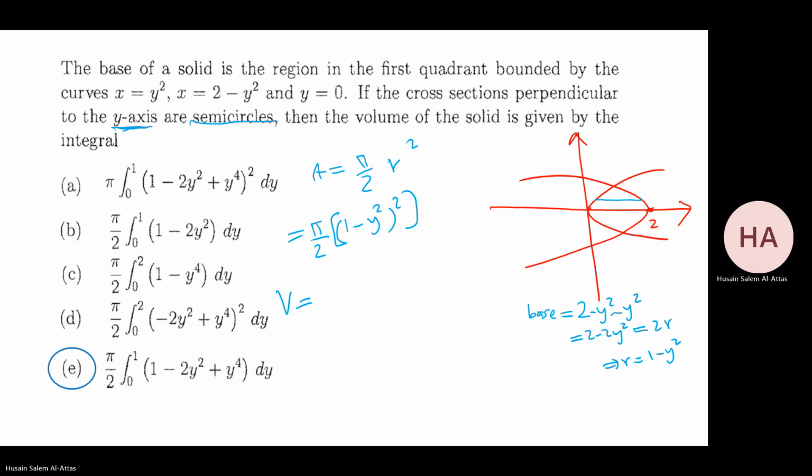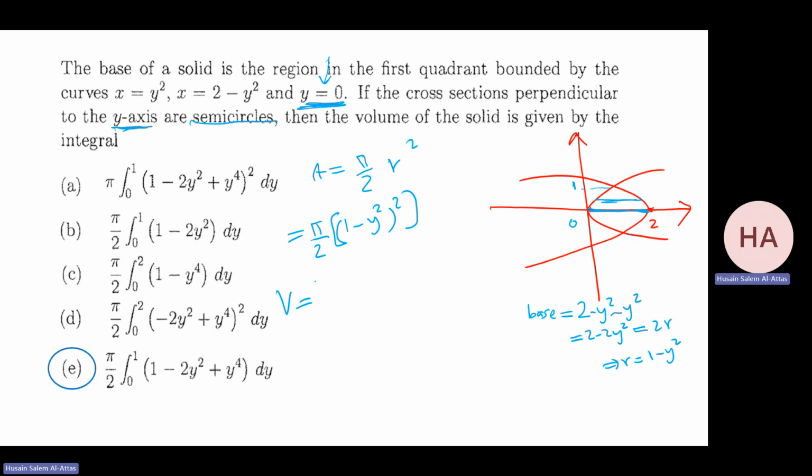Note I have y equals 0. So I have the x-axis also. So the y values are from 0 to 1, where this is 1, since we have y equals 0, the x-axis. So I have this region.